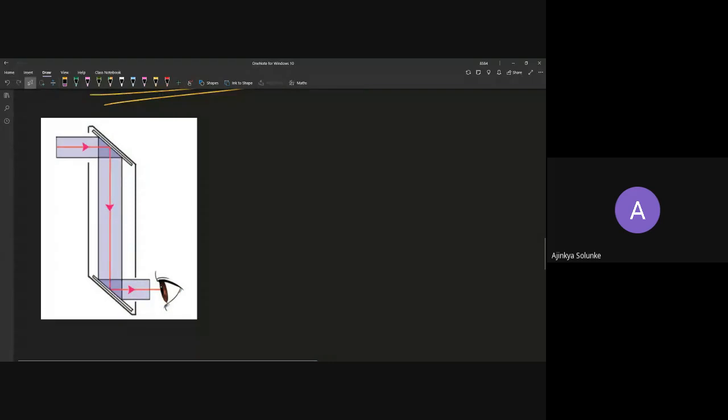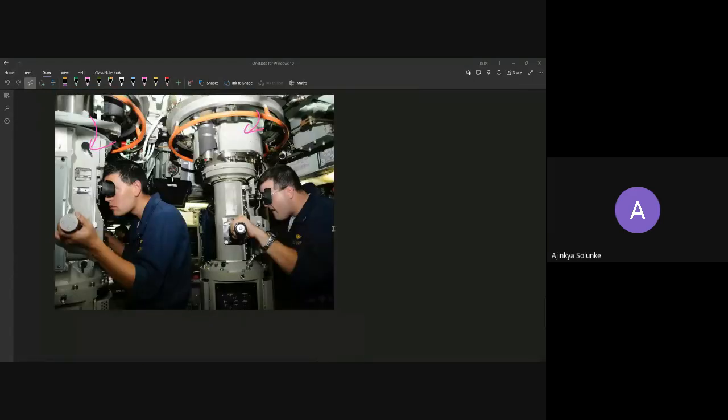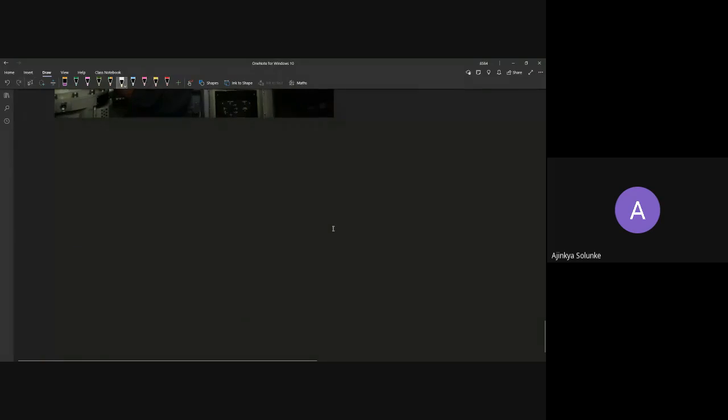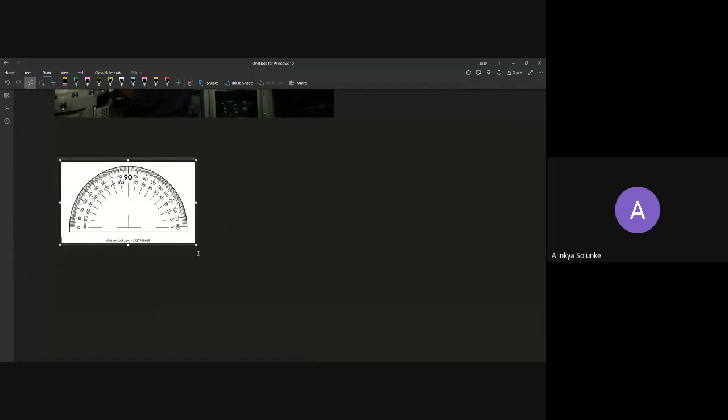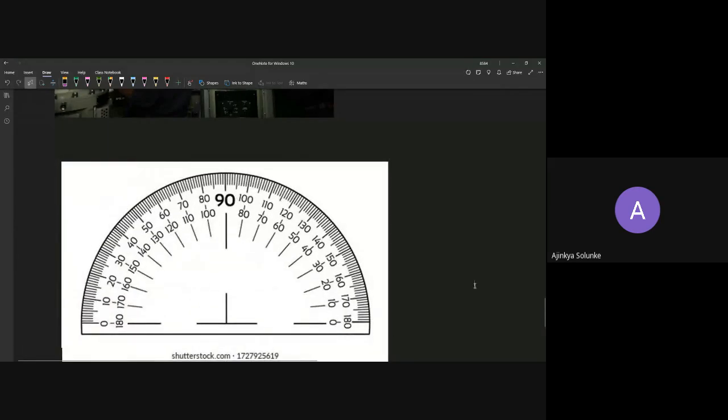Let us see what is there in our syllabus. Tell me one thing before we go ahead. I just need some basics of mathematics. Let me have an image so that it will be very easy to make you understand. So what is this? Protractor. Obviously, it's a protractor.